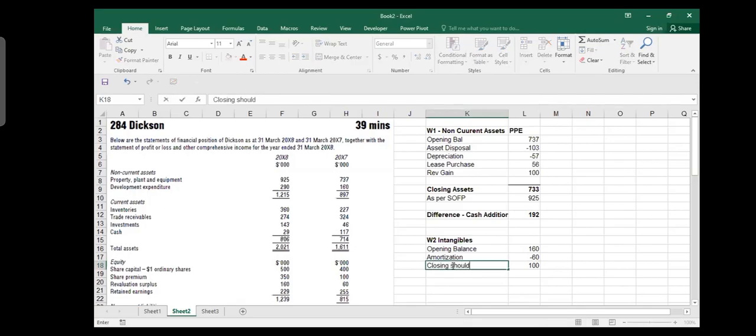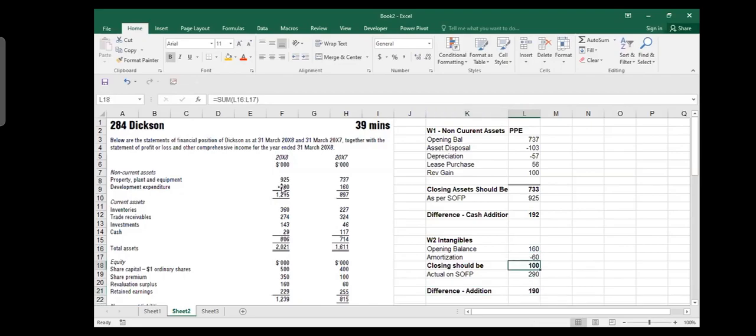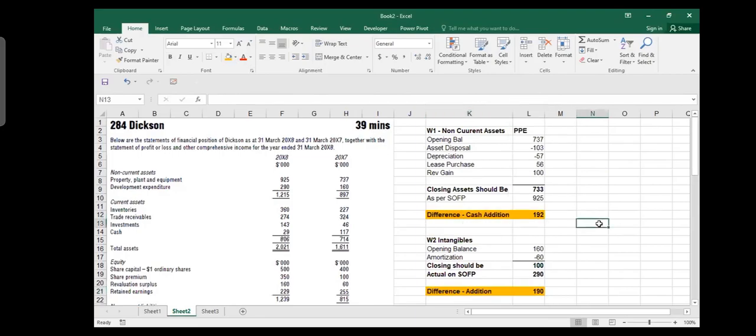Closing should be 100. Actual on SOFP, how much is the actual on SOFP? How much do you have? You've got intangibles 290. So it means that the difference is your addition. This is what you spent. If I go by the books, I had my opening intangible asset 160. I amortize 60. So my balance sheet closing value should be 100 here. I started with 160, I should be ending up with 100. But what you see on the balance sheet is 290. So the difference, 190, is the addition which you have made during the year. Am I clear until now? Yes or no? Hello? It's clear, sir. Okay.